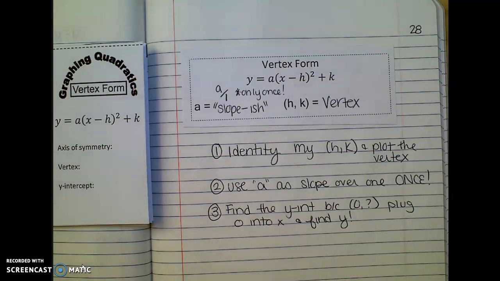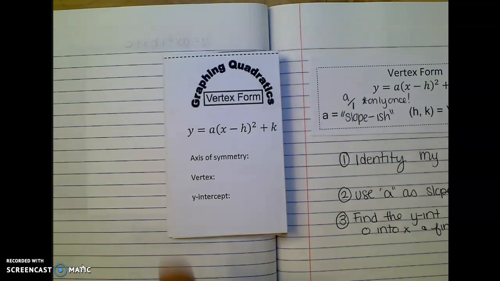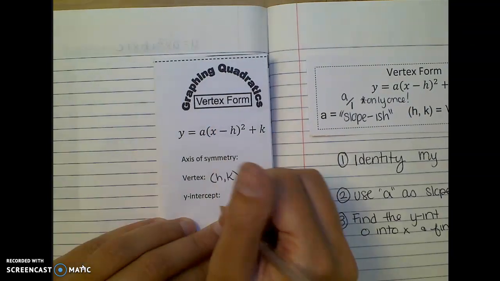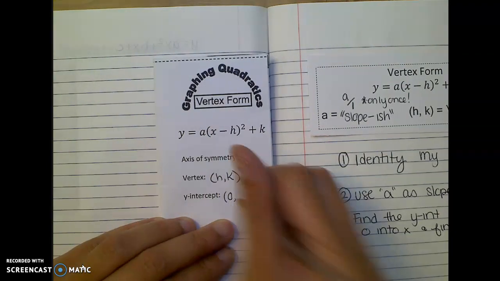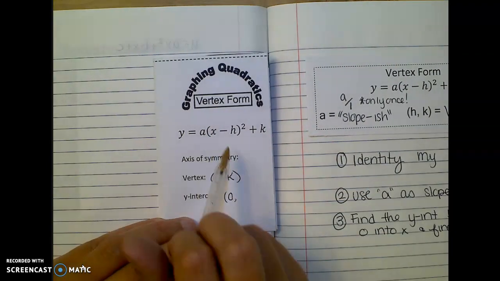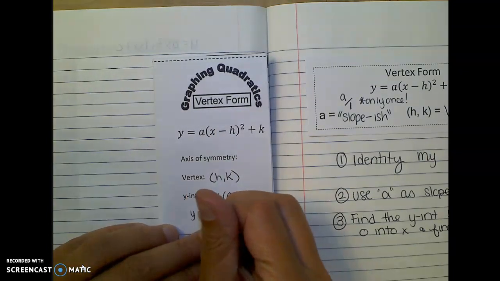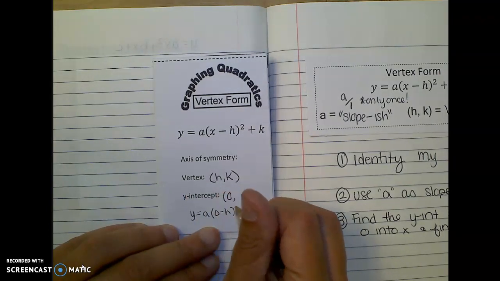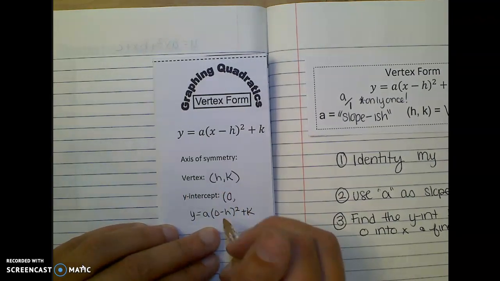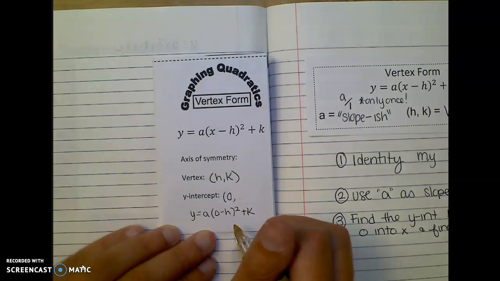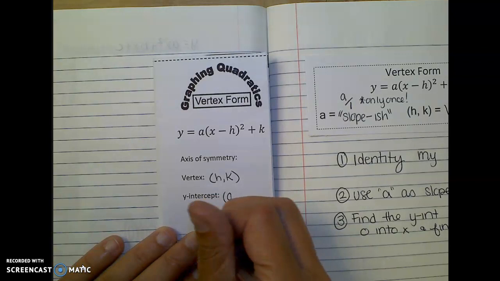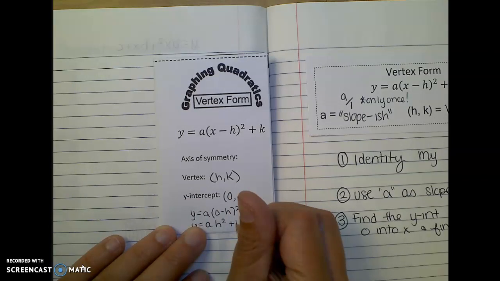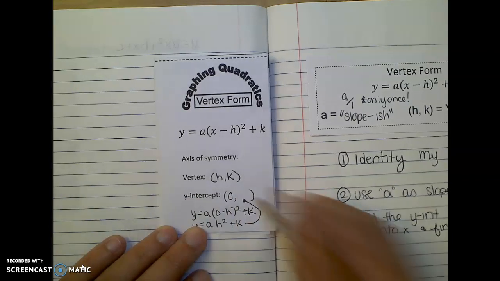Okay? So if we look over at our book, we have that vertex, which again we can find by doing H, K. We have our y-intercept, which we said would be 0, something. And if we actually think about plugging that something in, it would look like y equals a parenthesis 0 minus h squared plus k. And 0 minus h is h, squared is h squared. And so really all this simplifies to is AH squared plus K, which is real strange, but that's the number that's going to go there.